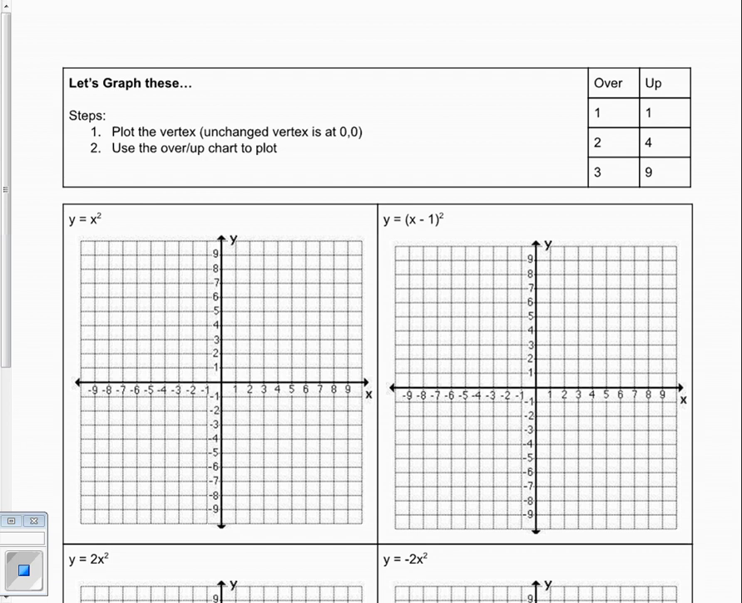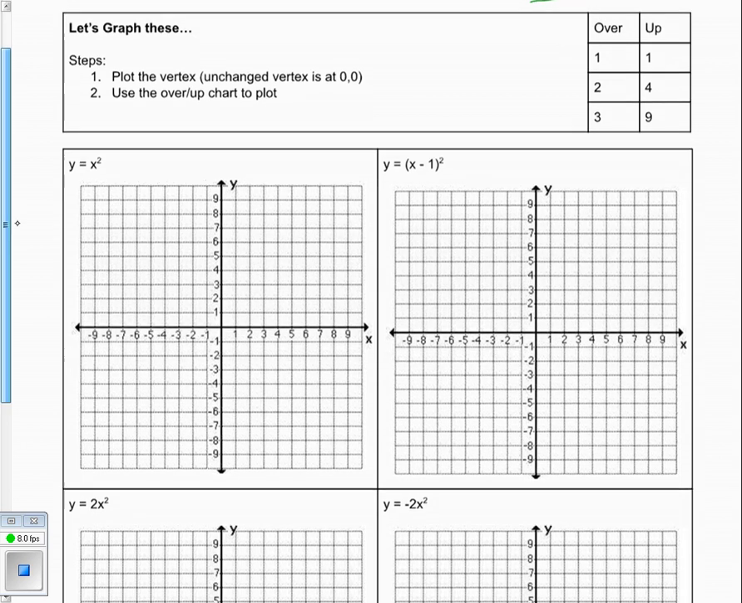The last thing that we're going to do is we're going to actually graph some of these equations. Okay, so again, in the last lesson we managed to figure out how to graph shape and vertical shifts, but now we're going to start to incorporate horizontal shifts, so changes in the h value. So we talked a little bit about the step pattern, that over-up pattern where you go over 1, up 1, over 2, up 4, over 3, up 9, all relative to the vertex. And so we're going to extend that knowledge a little bit as we go through.